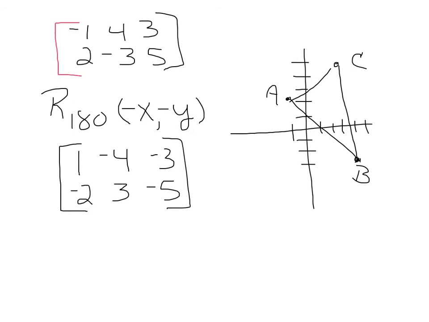Graph that, it should be spinning the paper 180 degrees. If you spin the paper half a turn, where would this triangle be? That's the question. 1, -2, -4, 3, and -3, -5. A prime, B prime, C prime. So if you put your pencil at the origin and spun the paper half a turn, that's where your triangle would end up.